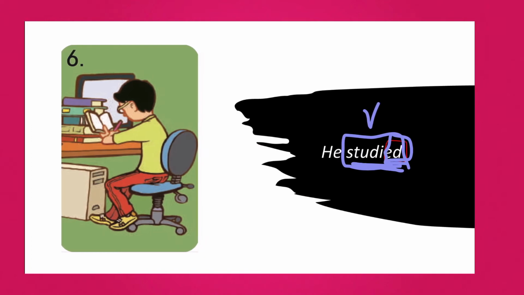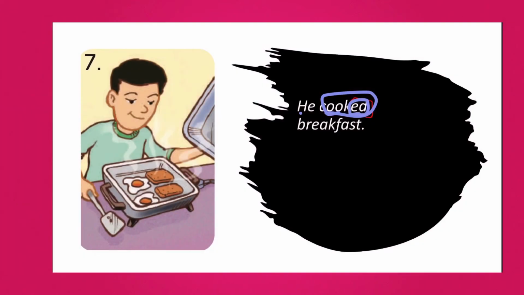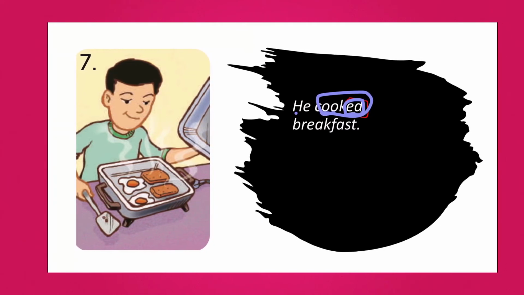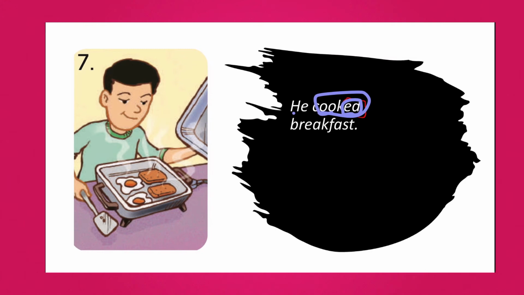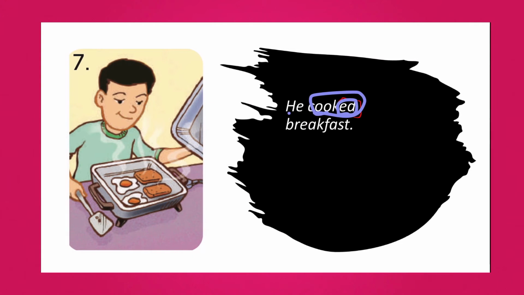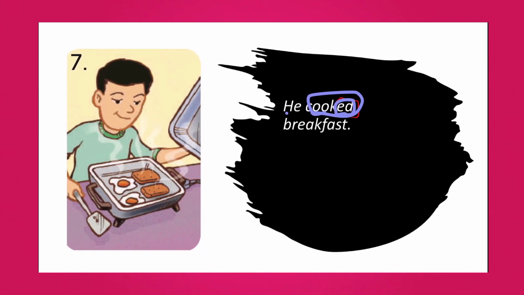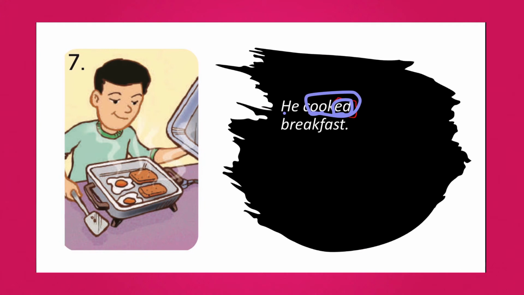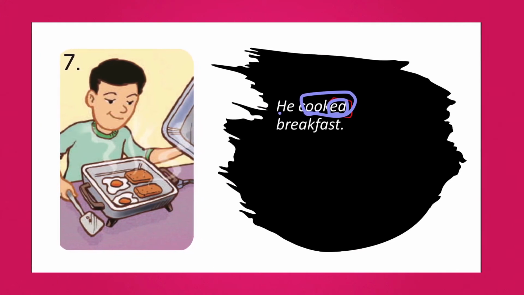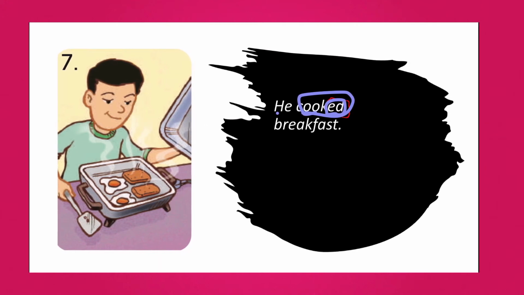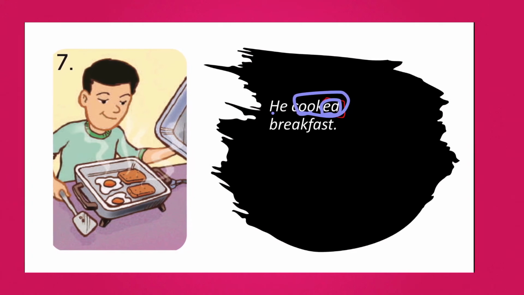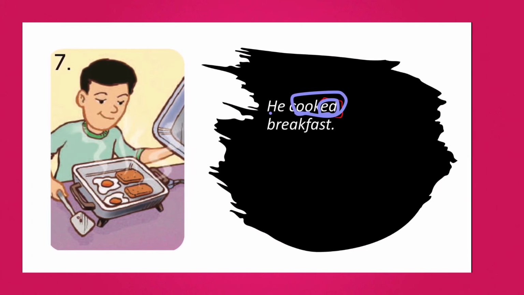Let's read the next sentence. He cooked breakfast. So where's the verb here? The word cooked. Also the same thing. It is a regular past verb or regular past tense because we have the ed. So as soon as you see the ed with the verb, we know it is a regular past. Okay?